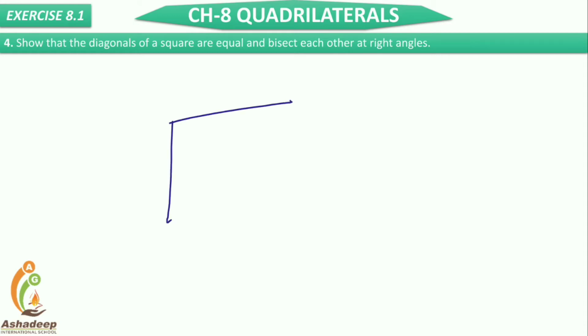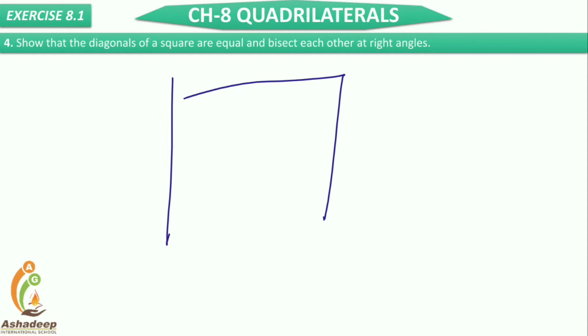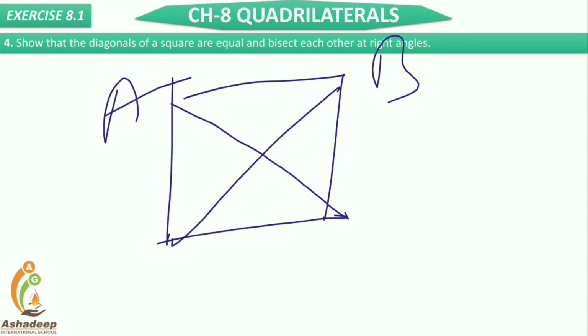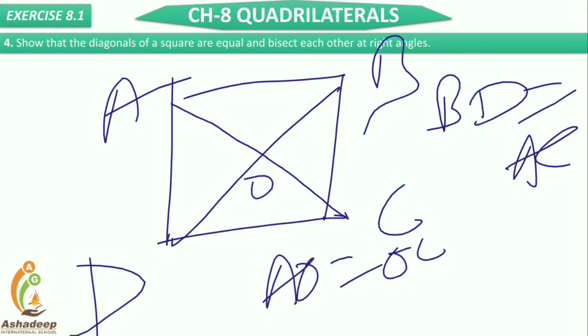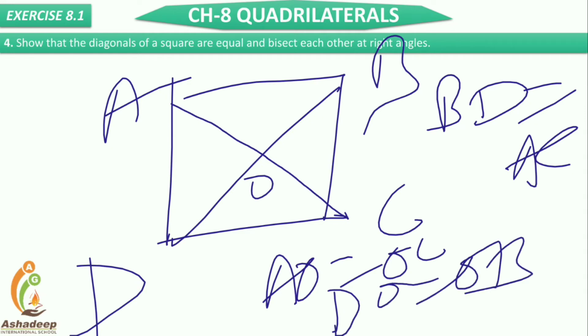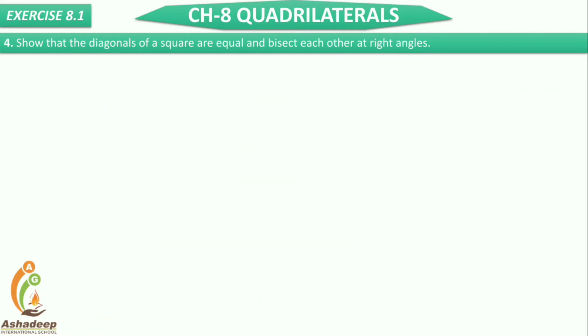The diagonals of a square. So the square is given. In the square ABCD, we need to prove the diagonals are equal. We need to prove that BD is equal to AC and they bisect each other. That means if they meet here at O, we need to prove that AO is equal to OC and DO is equal to OB. So this much we need to prove. After that, one more thing we need to prove is that all the angles are 90 degrees. So this much we need to prove. Let's move ahead.